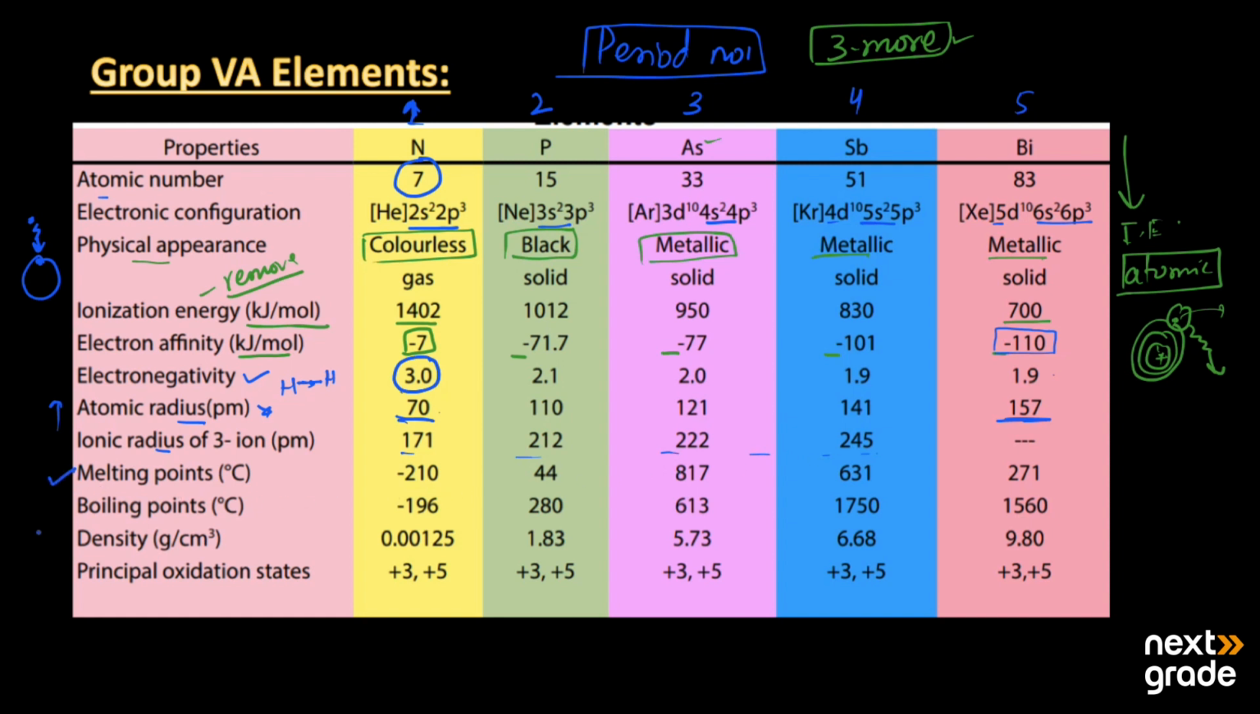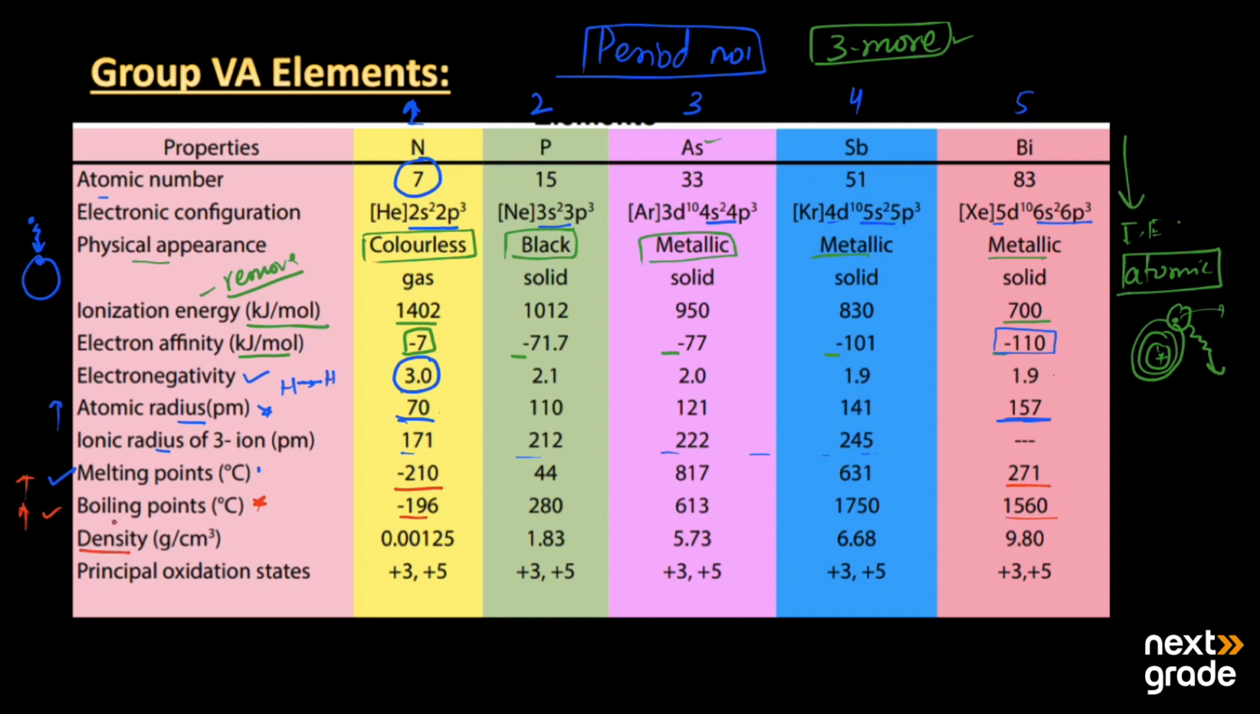Then we talk about the melting point that is given in degrees Celsius. The melting point of nitrogen is minus 210 and that of bismuth is 271. It means the melting point increases from top to bottom. The boiling point is also given in degrees Celsius, and the first one has minus 196 degrees Celsius and the last one has 1560. It also increases from top to bottom.